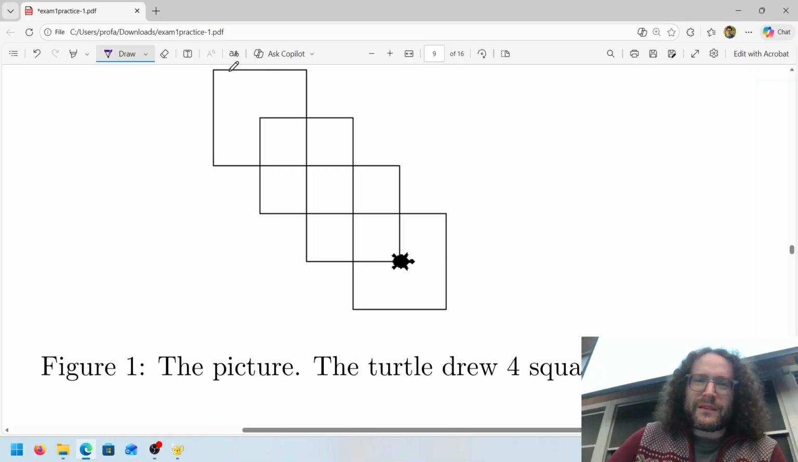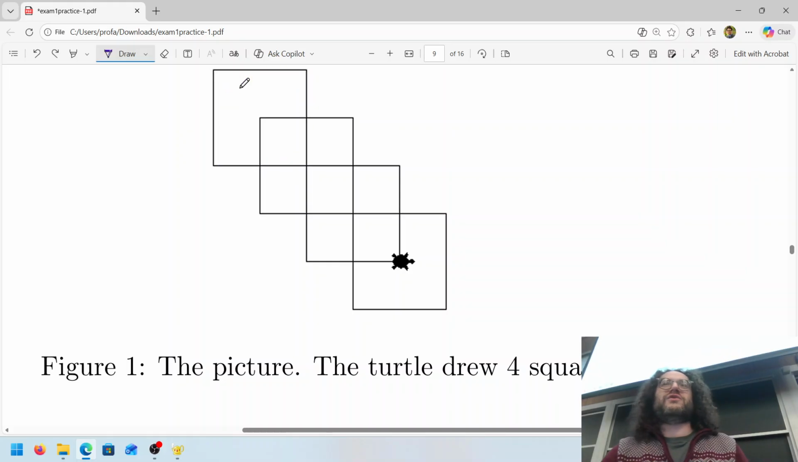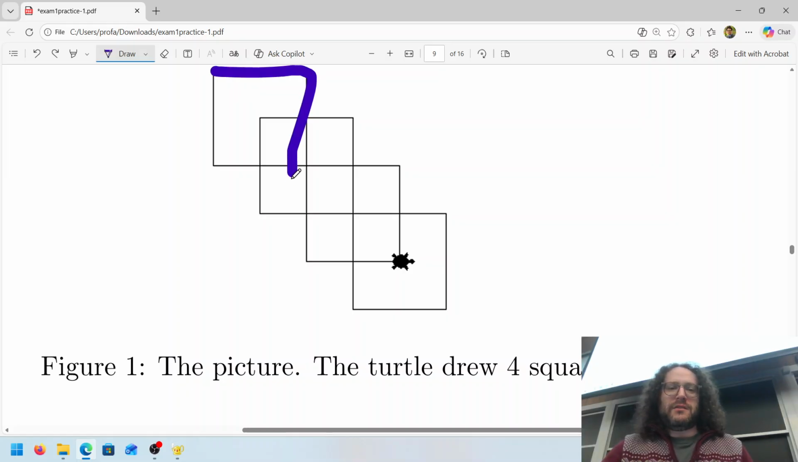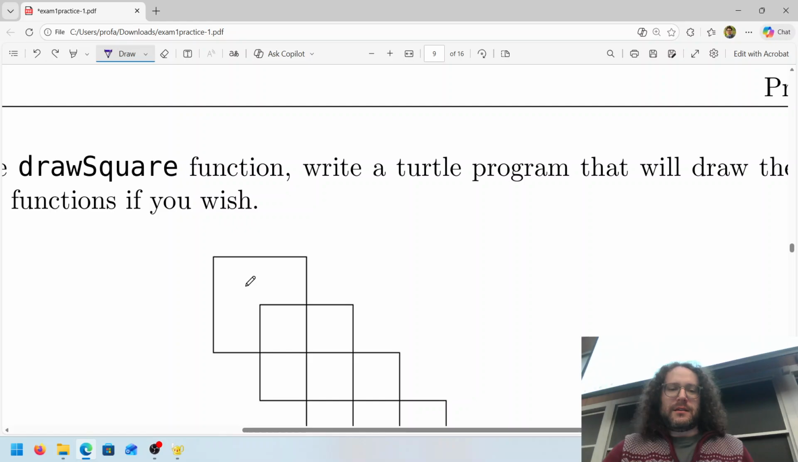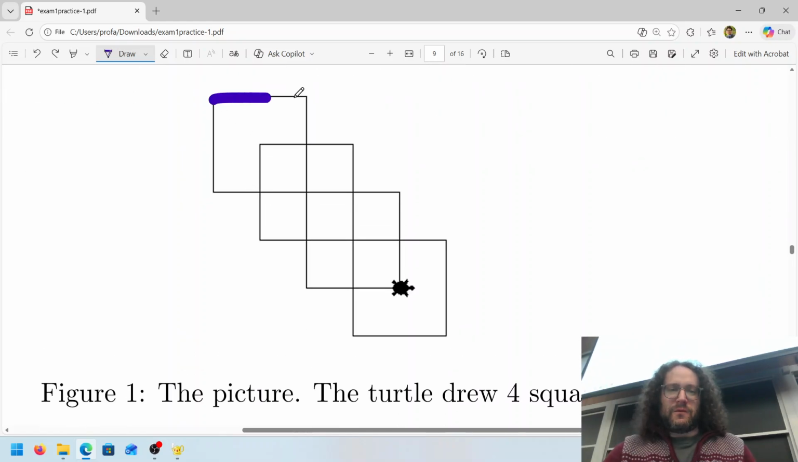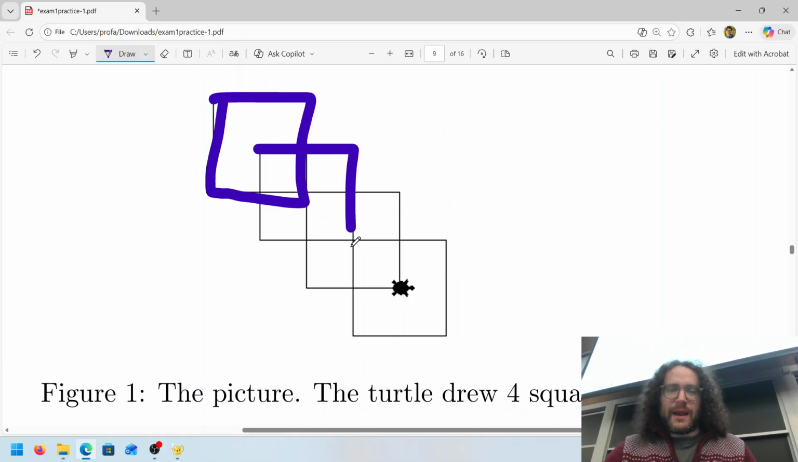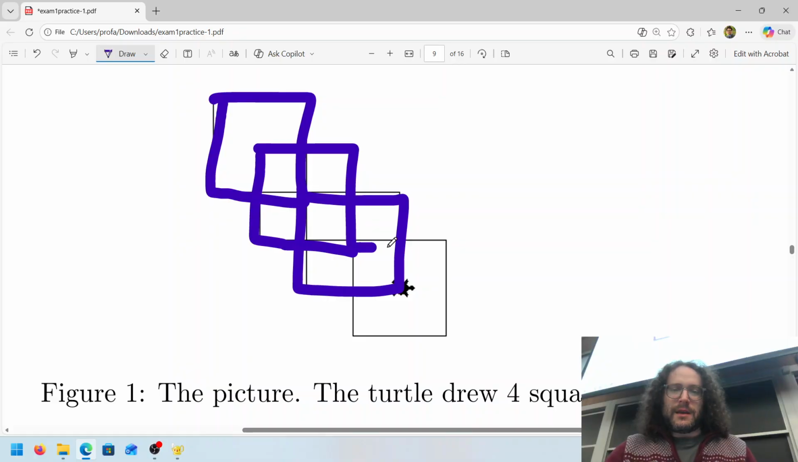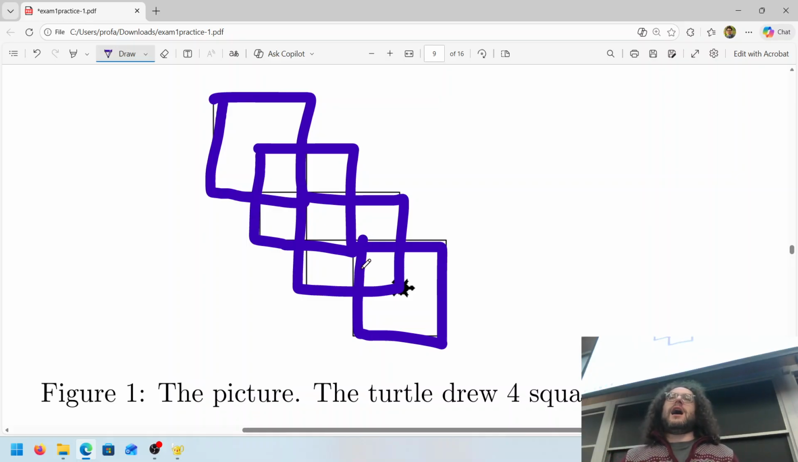Okay, anyway, so this looks complicated, but again, what we've got here is 4 squares. 1 square. 1 square. 2 square. 3 square. And 4 square. So the question is, how do we draw that?